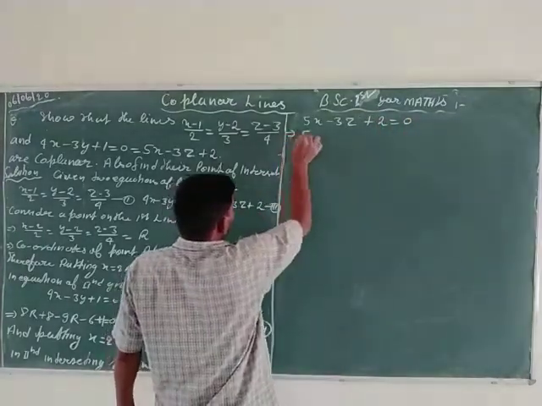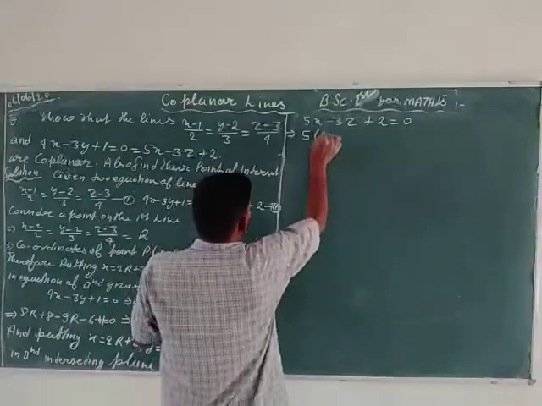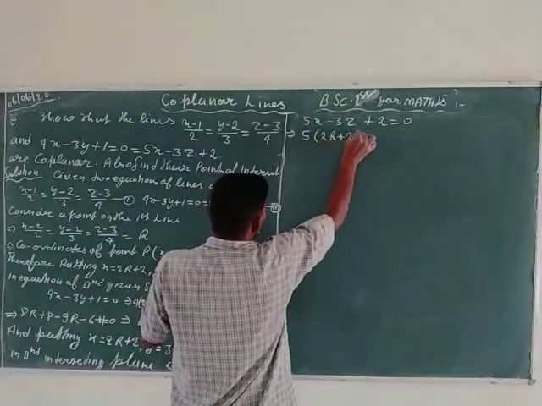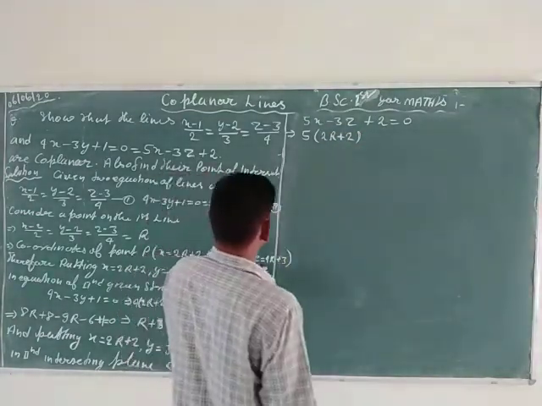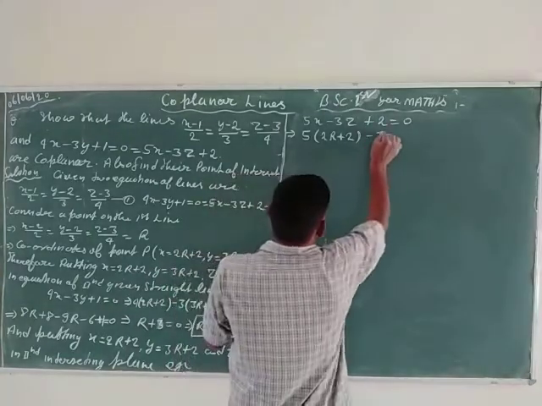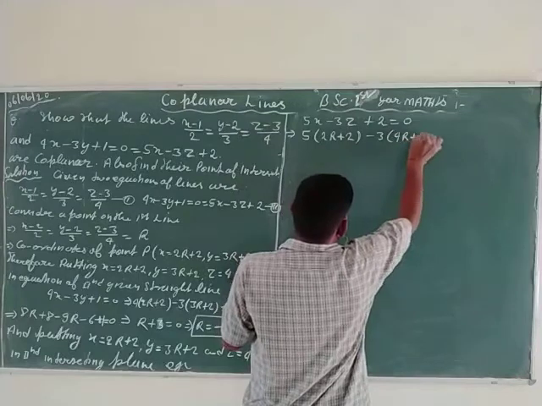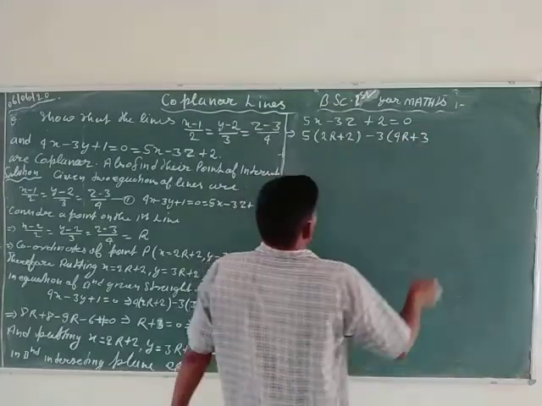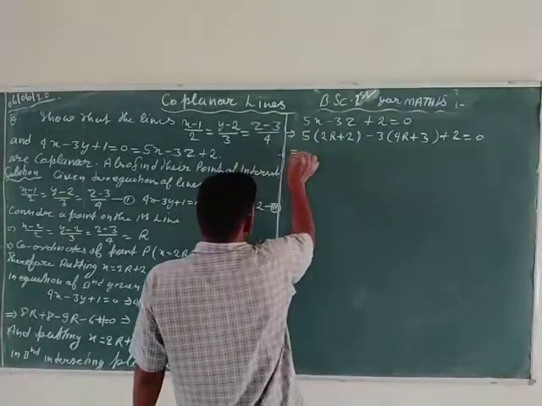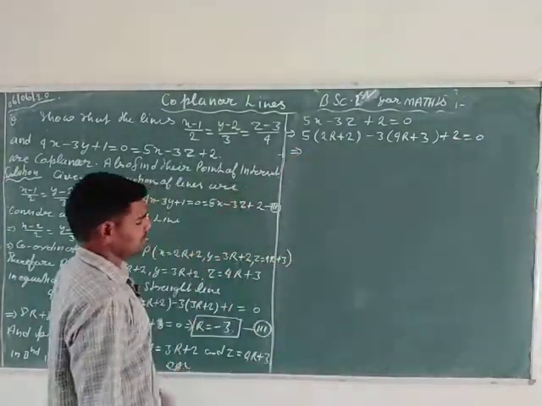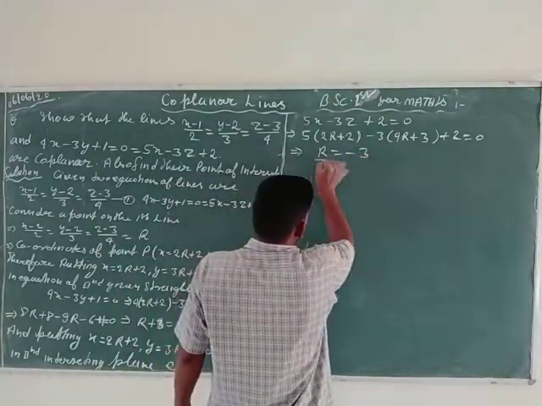It implies that 5 times the value of x, which is 2r plus 2, and the value of y, here y is absent, so putting the value of z, minus 3 times 4r plus 3, and plus 2 is equal to 0. After simplification, you can show that the value of r is equal to minus 3.